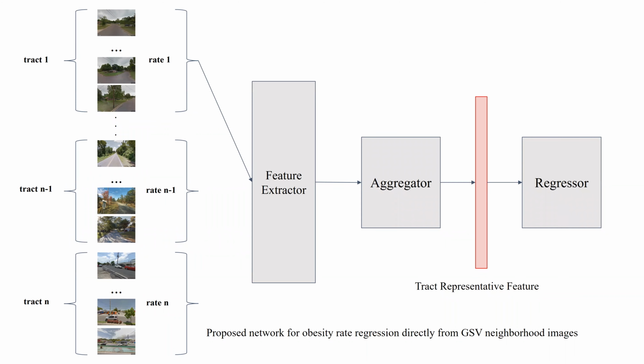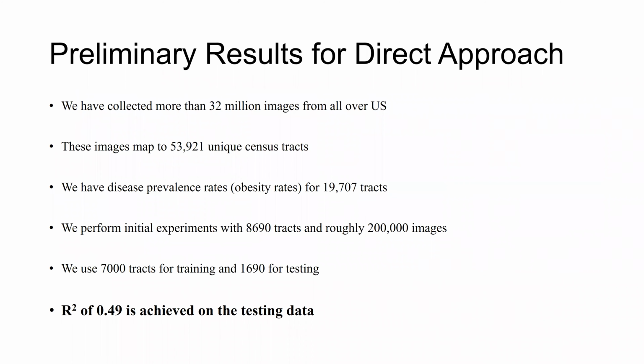And then this helps us identify potentially features that we wouldn't have gone after. In the beginning, if you were doing the indirect approach, you would extract features that you're interested in, like crosswalks, green streets. But here you're giving the model the obesity rates, and then it tries to figure out how to group the images together to best predict obesity rates.